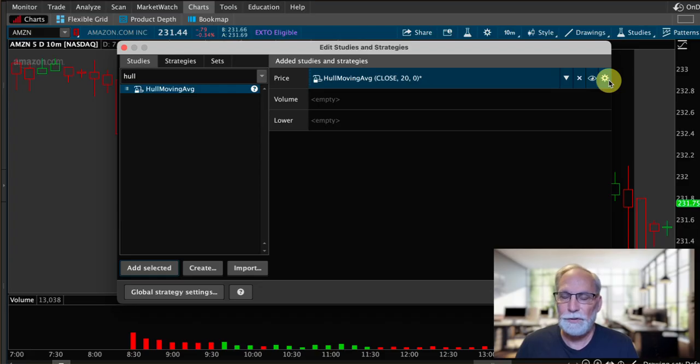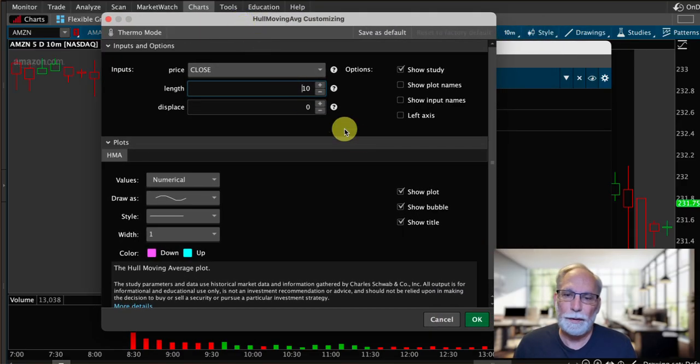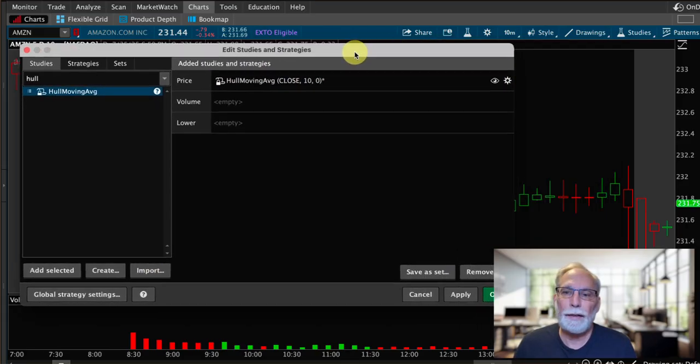And personally, and this is a personal preference, when I'm trading, I trade primarily same day or the next day or two. I'm not looking for like a long swing. So I go into the settings here and I change that from 20 down to 10. And that speeds up the movement of the lines on the chart. So let me go ahead and add that.